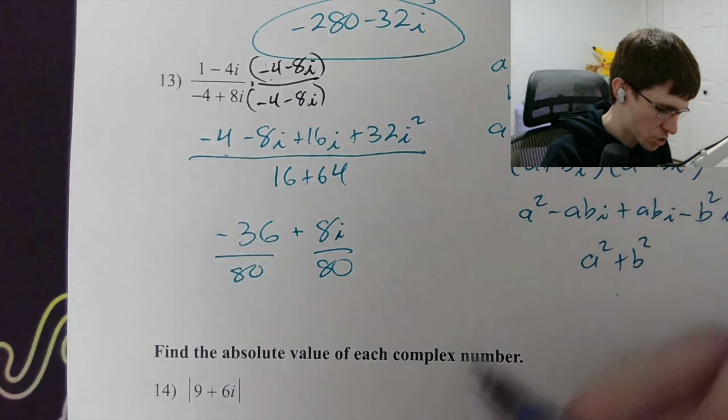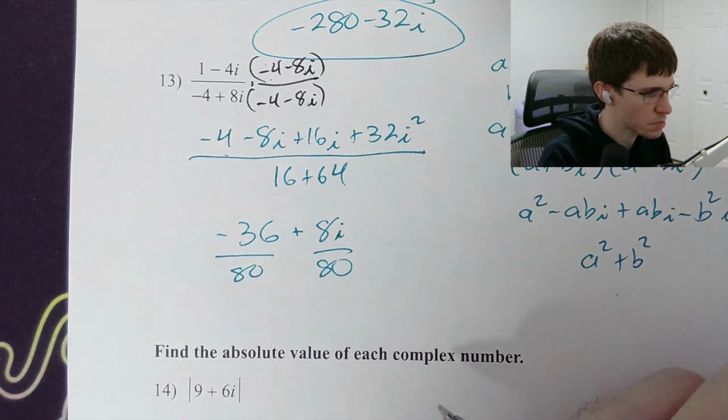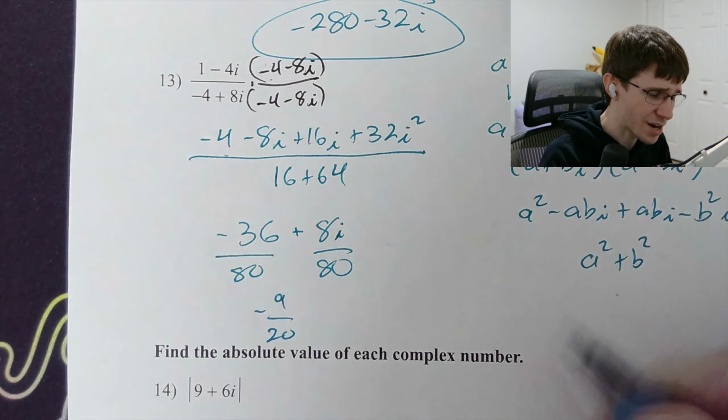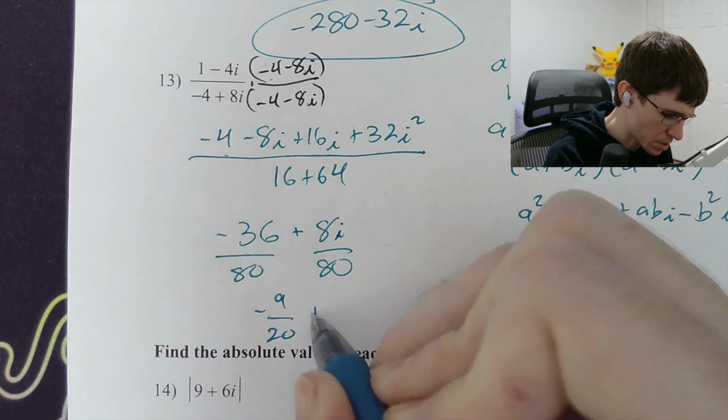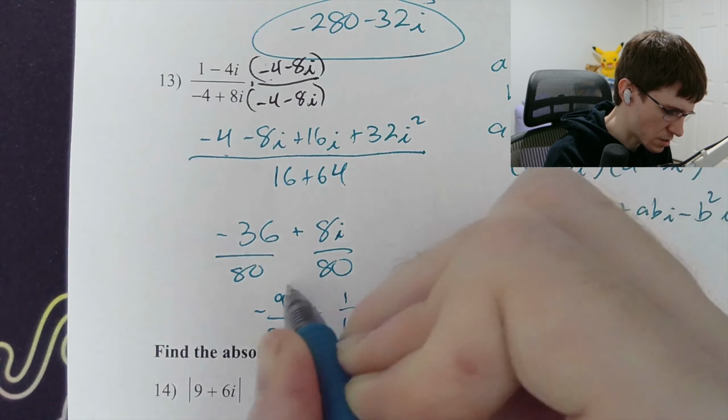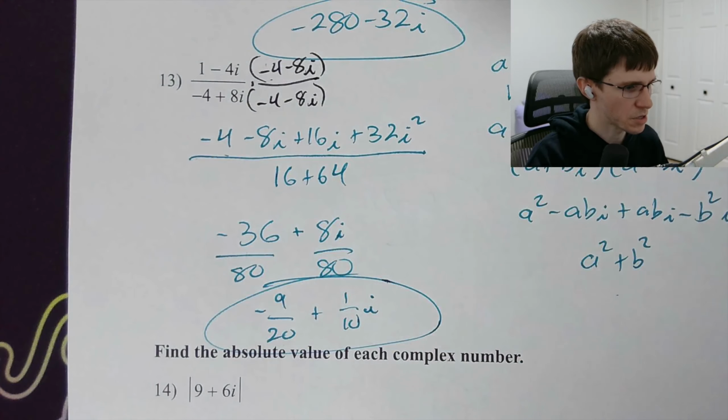And now we just have to reduce our fractions. And reducing our fractions, these both divide by 4. So we're going to get negative 9 over 20. These both divide by 8. So we're going to get plus 1 over 10 i. Beautiful final answer. There it is.